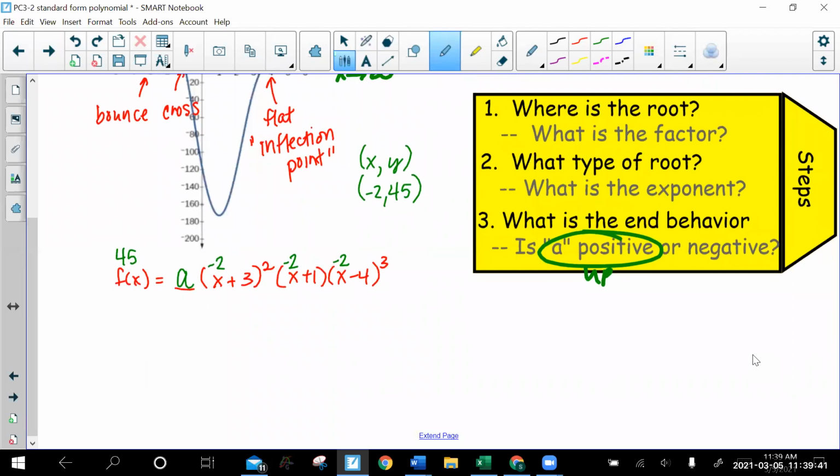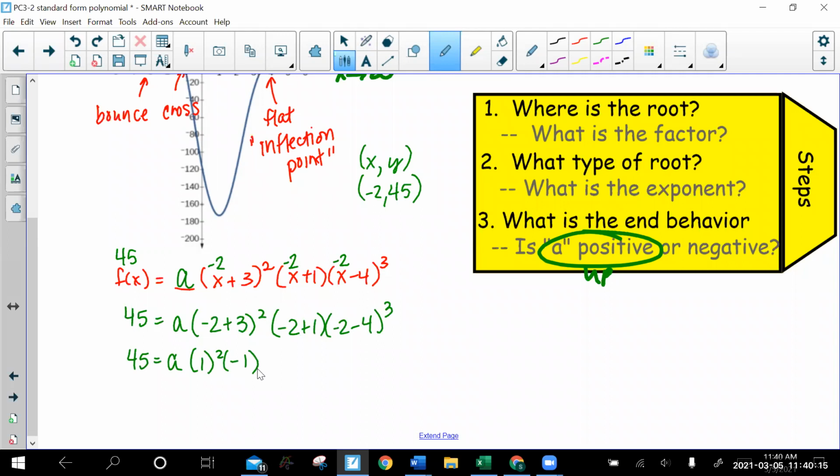Okay, now it's just a matter of order of operations. Now, one thing, when you're solving for A, don't just move stuff side to side. Just kind of solve one side and then isolate A. So I'm just going to leave A here. So -2 plus 3 squared, -2 plus 1, and -2 minus 4 cubed. Order of operations says inside parentheses first. So -2 plus 3 is 1, -2 minus 1 or plus 1 is -1, and -2 minus 4 is -6, and that one's going to be cubed.